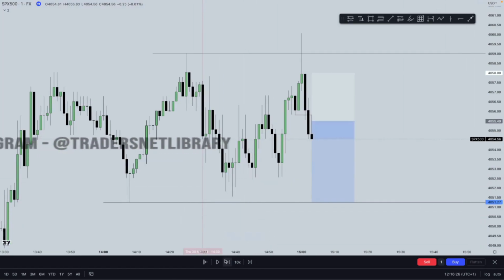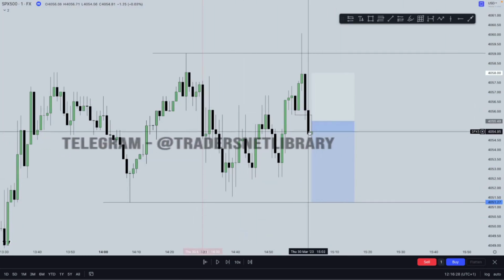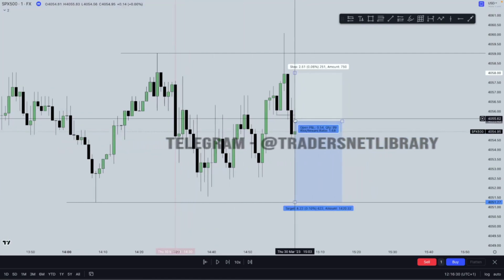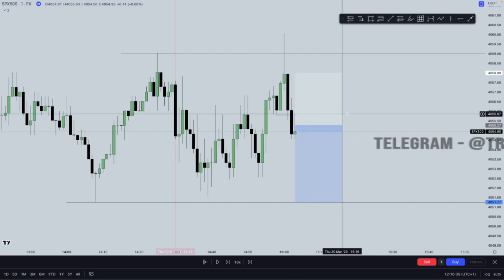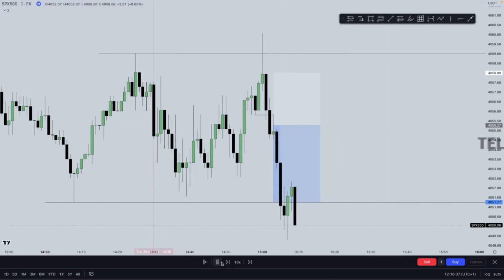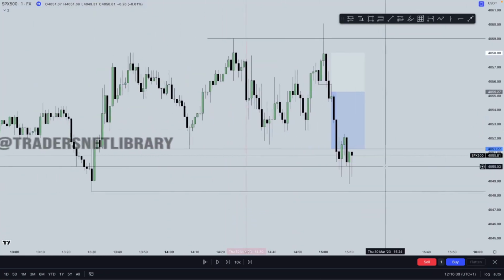So now we just wait, boom. I was looking for selling pressure to come into the market, so I waited for this candle to form, and then price went up, and then as soon as price started going down, I entered my trade, and I got my entry somewhere right here. And then there you go, entry, boom, like so.